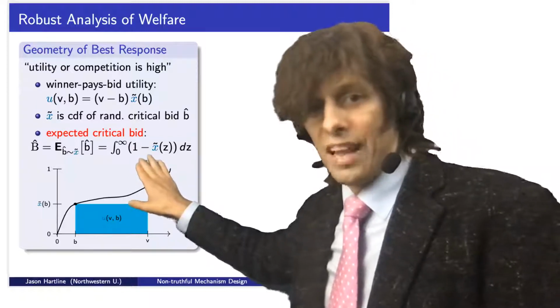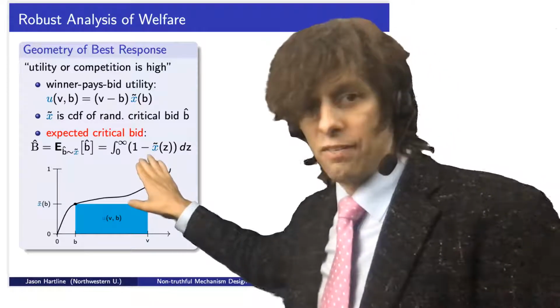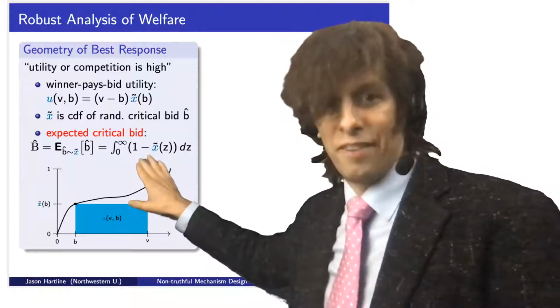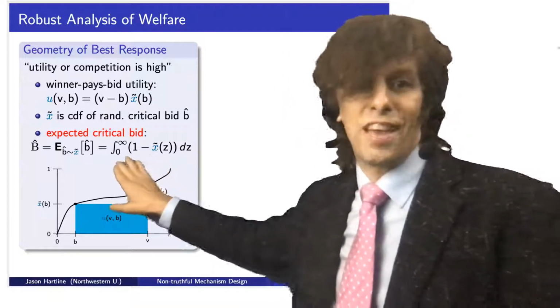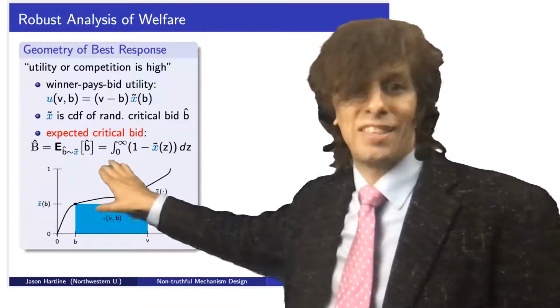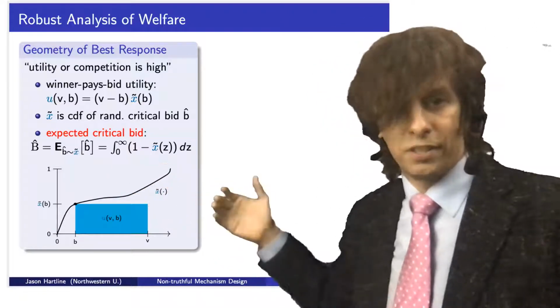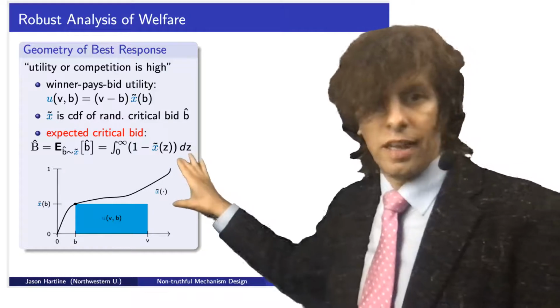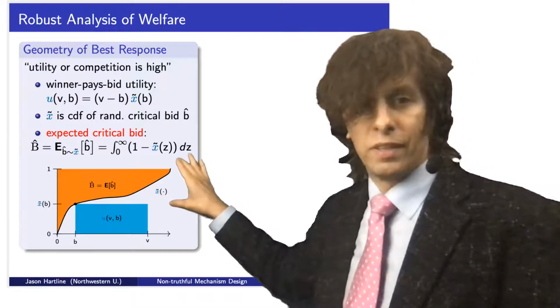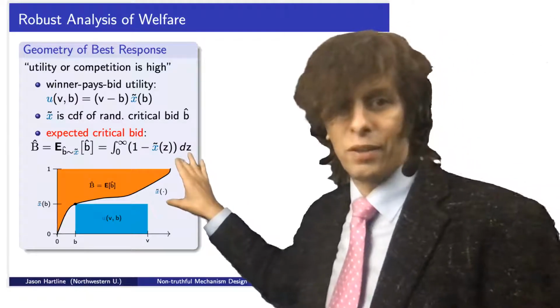Using the definition of expectation for non-negative random variables, you can calculate the expectation of a non-negative random variable as the integral of 1 minus the CDF, which in our picture has the following geometry. It's the area above the allocation rule.